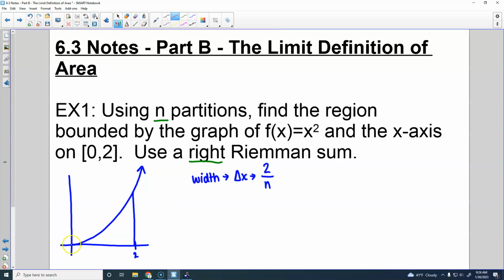So what's going to happen right here, that's at 0. So my next rectangle would be at 2 over n. Where would the next rectangle be? It'd have the same width, right? So if its width is also 2 over n, I'd be doing 2 over n plus 2 over n, which would give me 4 over n. And then 6 over n. And then, you know, that would continue until I got up to 2.